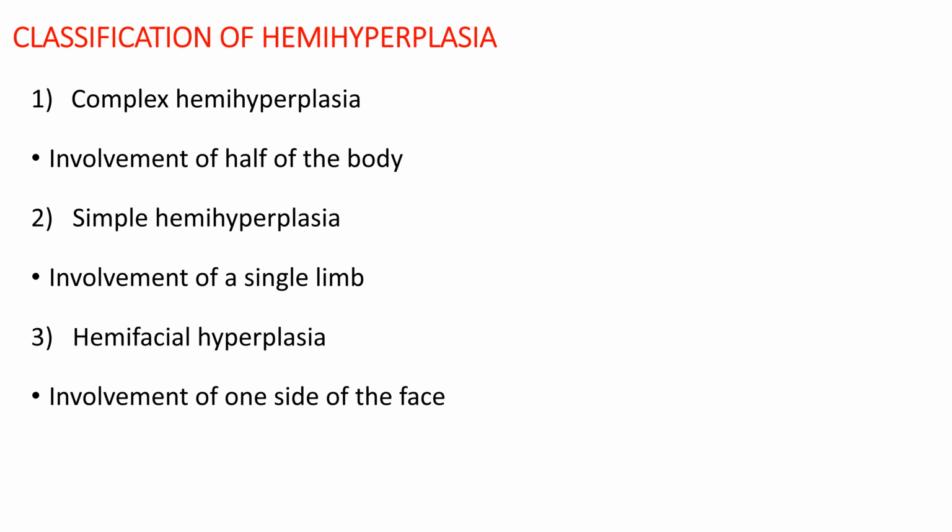What do you mean by complex hemihyperplasia? In the complex type, there is involvement of half of the body. For example, there is unilateral involvement of one hand and one leg on one side. That is the complex hemihyperplasia. Second one, simple hemihyperplasia. In that category, there is involvement of a single limb.